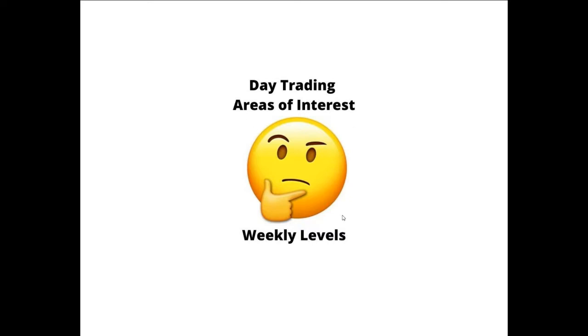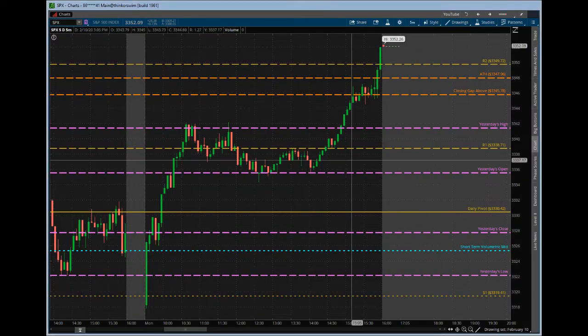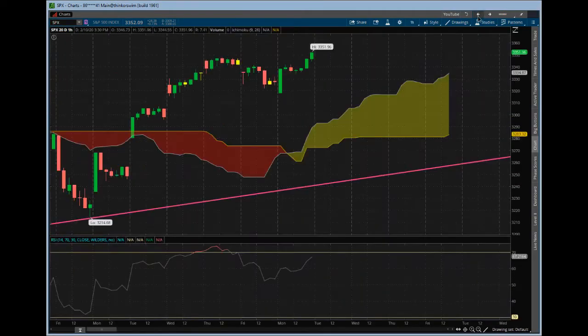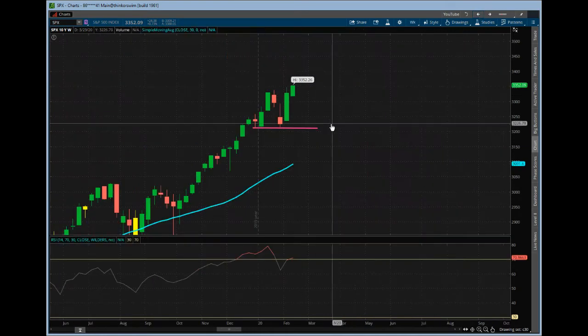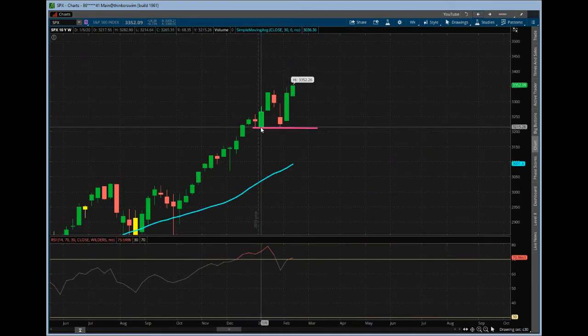So today we're going to talk about other points of interest, and today we're going to talk about weekly levels. So let's take a look at the weekly levels. Let's first start off with the SPX here. What we can see here on the SPX is this level that was formed right here was a nice area of support.